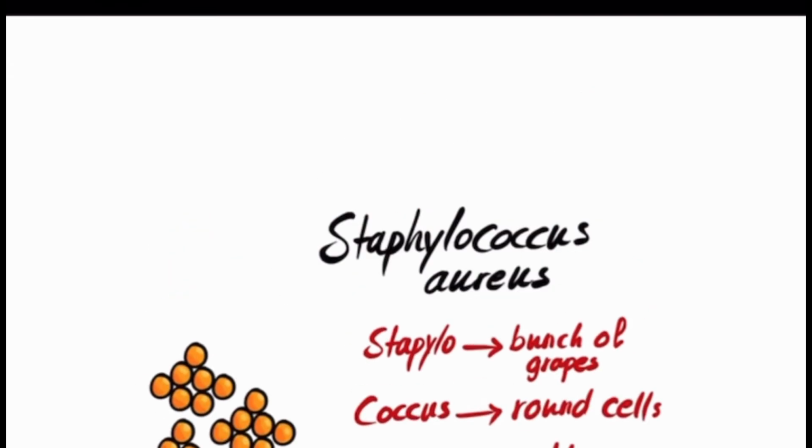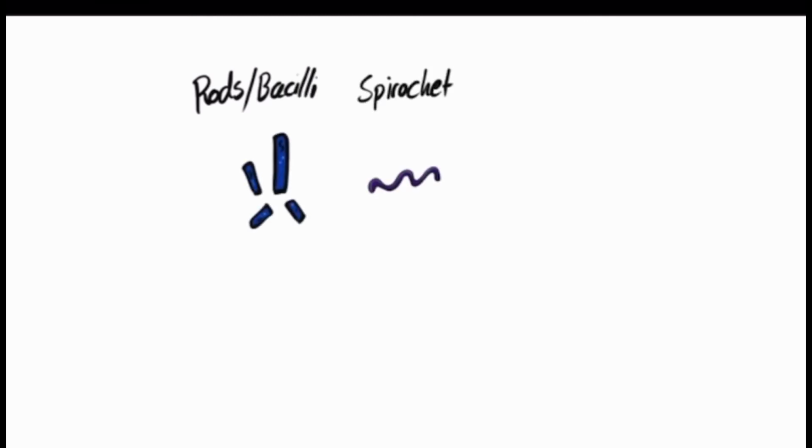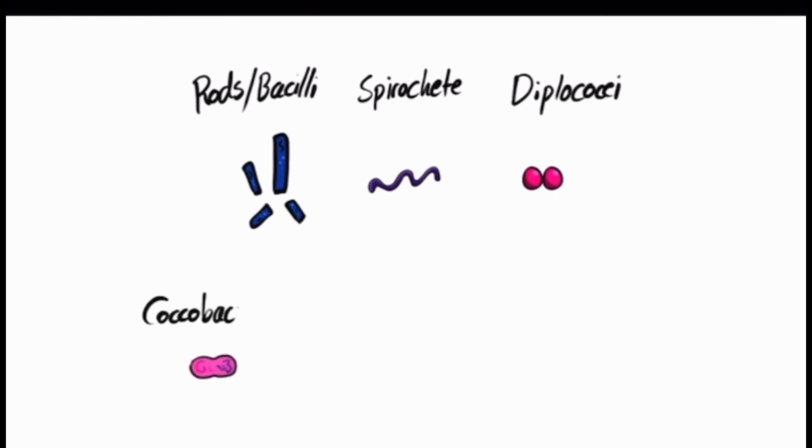Other than cocci, the round cells, we have rods or bacilli. And then we have spirochetes, which are curved. And then we have diplococci, which is basically 2 cocci, or 2 round cells. And then we have coccobacilli, which is a mixture of both a rod and a round cell. And then we have vibrio, which is a curved rod.